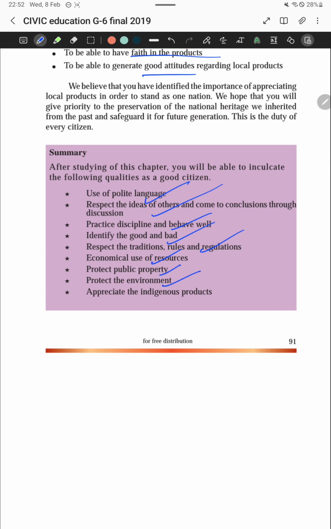Environment also you have to protect, and appreciate the indigenous products. The indigenous means local products, made in Sri Lanka products. You have to appreciate, you have to praise, right? You have to protect the dignity of the country, right? So those are the things that you have to follow when you are talking about the things regarding this chapter. So anyhow, all these parts belong to you, and to be a good citizen you must study this lesson. This is like a good story, right?